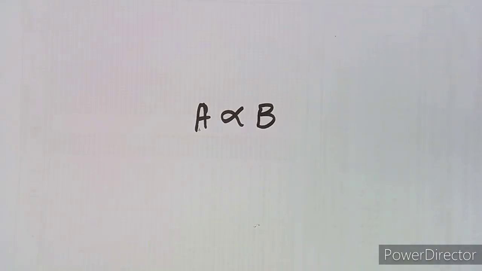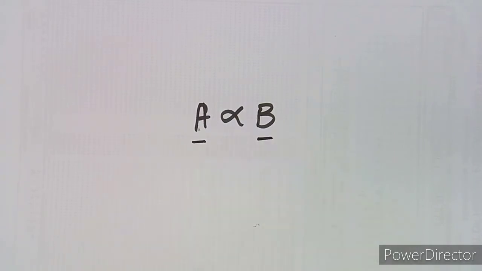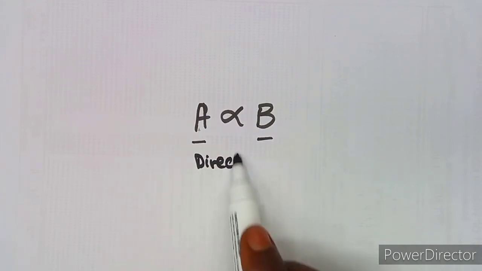When you are given a symbol like that, it's actually a variation sign. When given two variables, in this case A and B, which can be connected together in a way that when A is increasing, B is also increasing, or A is decreasing, B is also decreasing, that is what we call a direct variation.